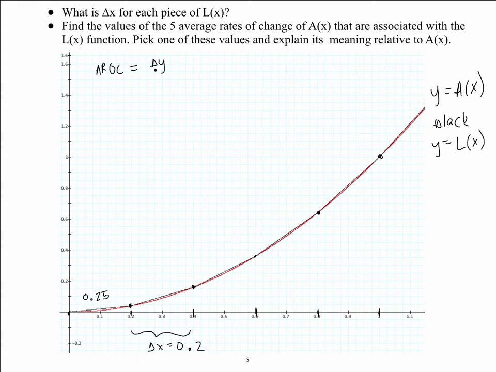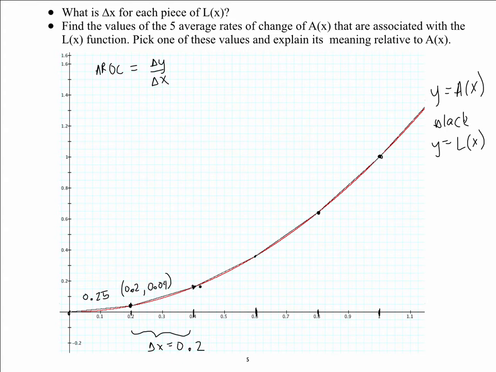Okay, so we're looking at changes in y over changes in x, right? So for this particular interval, what are my x and y values? At this point, what is the ordered pair associated to that point? 0.2 and 0.04.